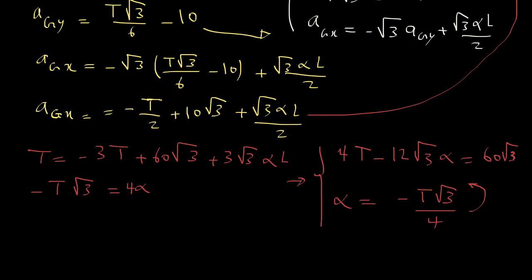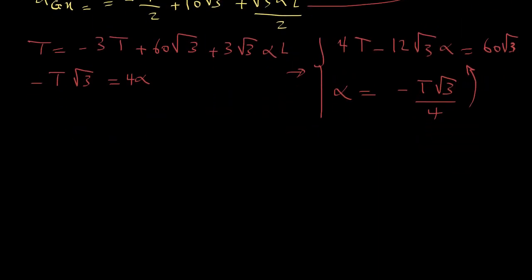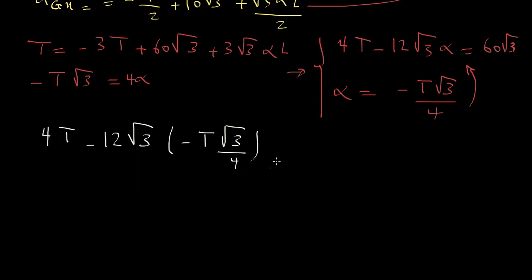So, oops. So here we get 40 minus 12 square root of 3 times alpha, and alpha is minus t square root of 3 over 4, is equal to 60 square root of 3.